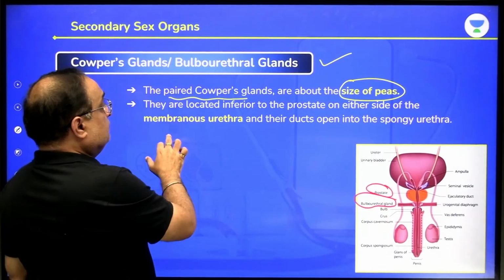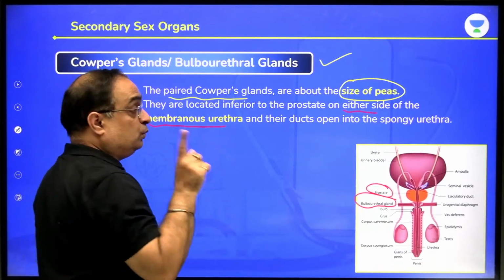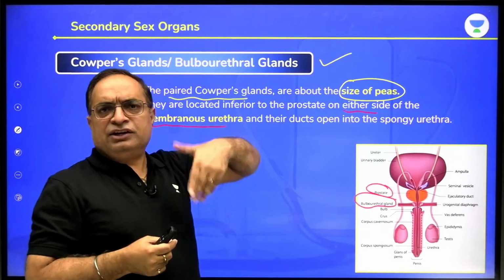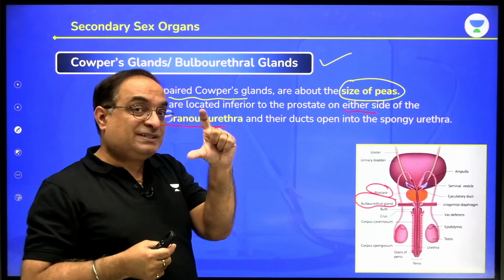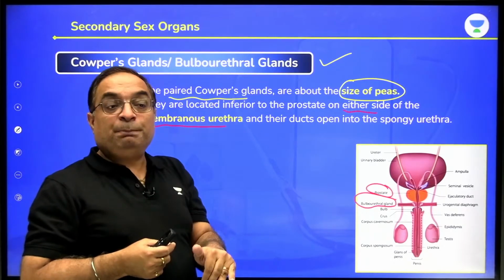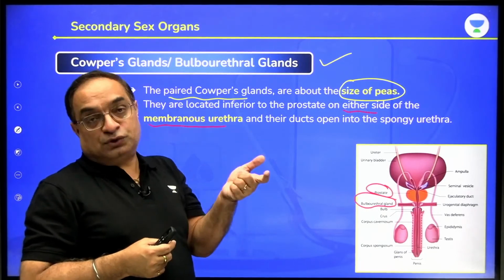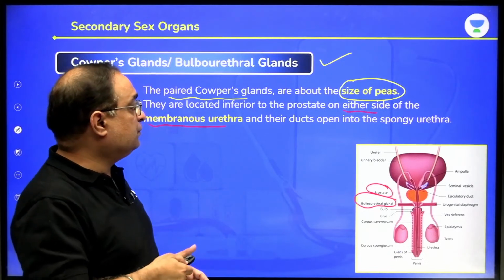Okay. On either side of membranous urethra. I told you, urethra के 3 regions है. Urethra is a duct for carrying urine from the urinary bladder. Urethra passes through prostate and it is called prostatic urethra. Urethra passes through penis, it is called penile urethra. The middle portion of the urethra is membranous urethra. So these Cowper's glands, they open into the membranous urethra.